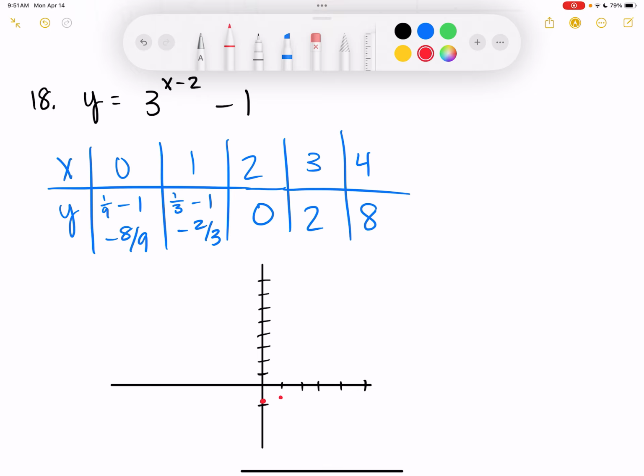At 2, it is 0. At 3, it is 2. And at 4, it is 8, which is all the way up here. So the place that it can't cross is -1, because normally it's 0, but it's been shifted down 1. That's what that -1 is telling me.